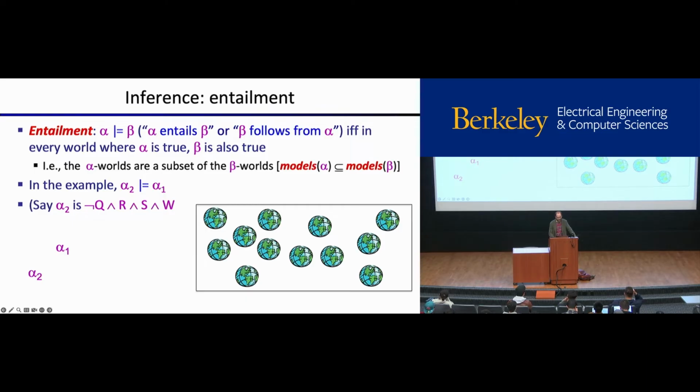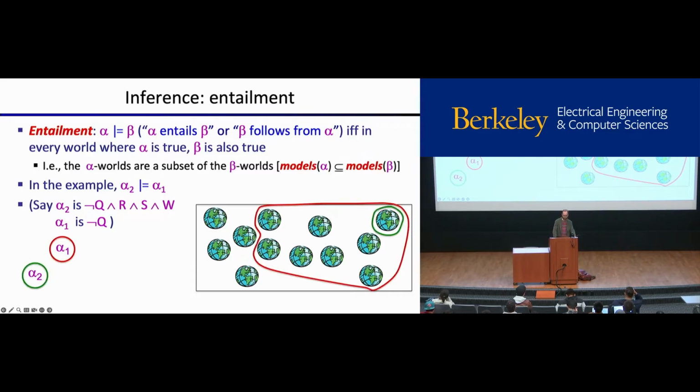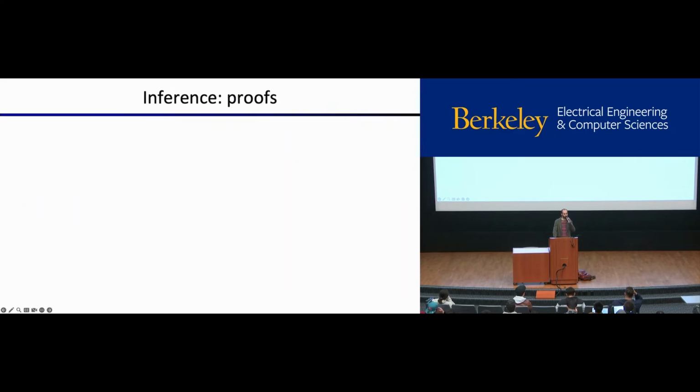So we can say, for example, that alpha 2 is standing in for the longer sentence, not Q and R and S and W, whereas alpha 1 is just the sentence not Q. And you can see how alpha 2 would be truer in fewer possible worlds than alpha 1. There's our subset relation. Okay, so that's entailment. And now we want to know how we can discover entailment.